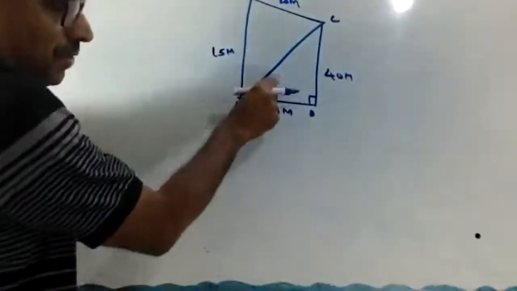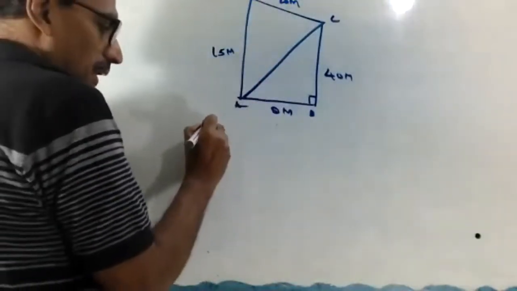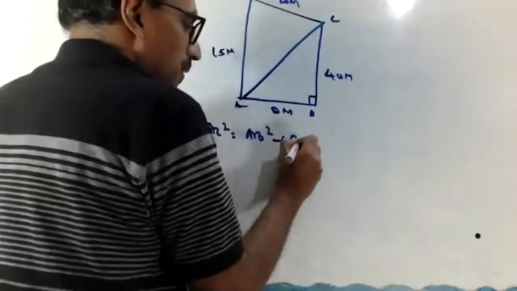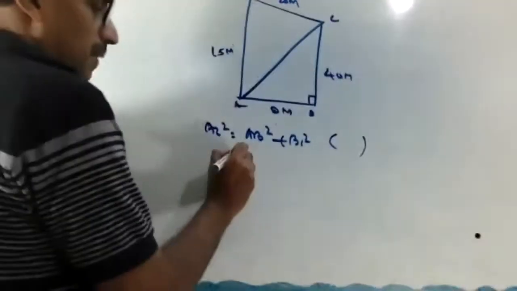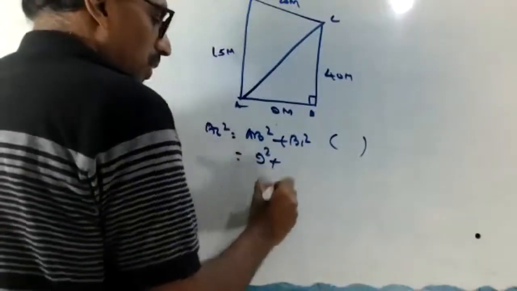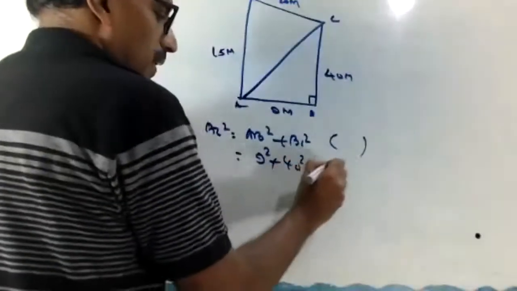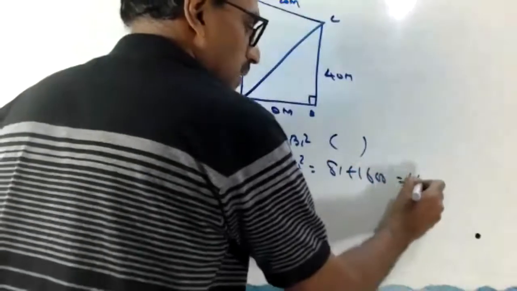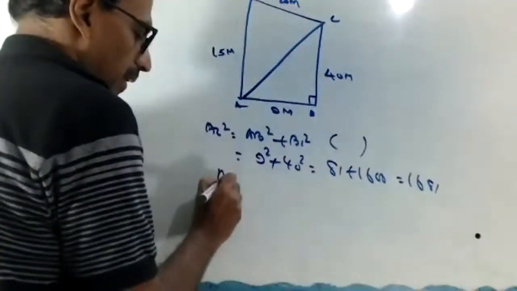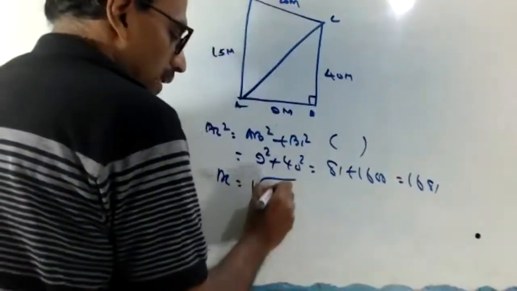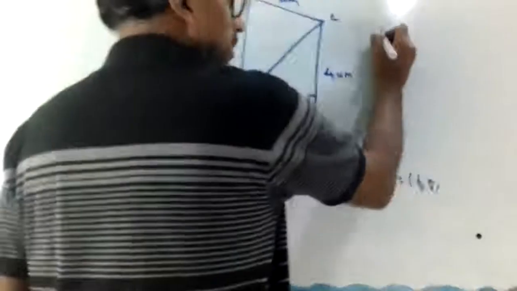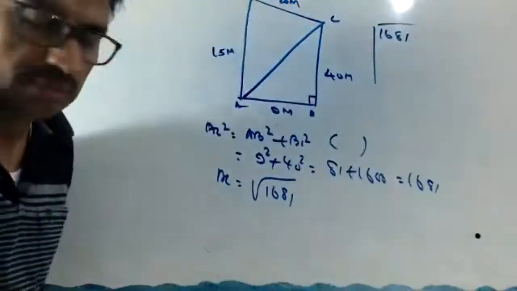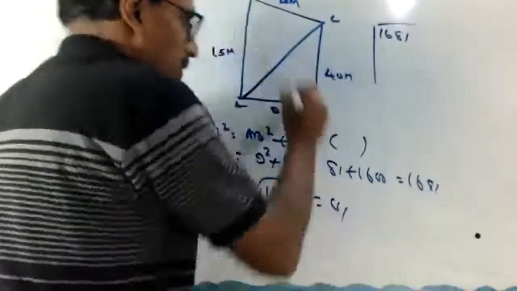You can find out AC. AC square equals AB square plus BC square. You studied this, Pythagoras theorem. That is 9 square plus 40 square, that is 81 plus 1600, 1681. So AC equals root of 1681. You studied last year how to find the root of 1681, right? You find that it is 41.